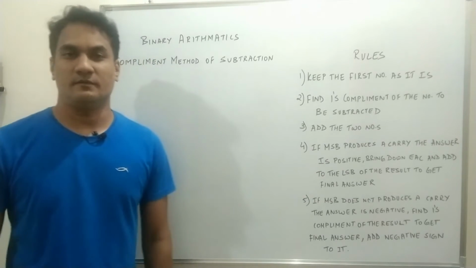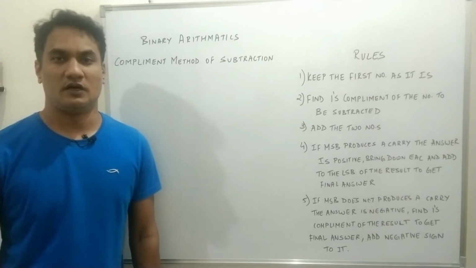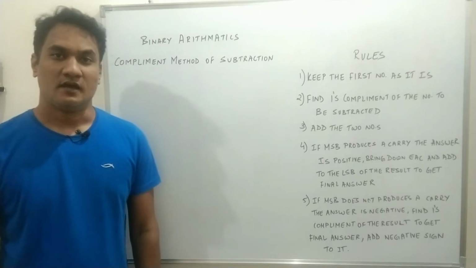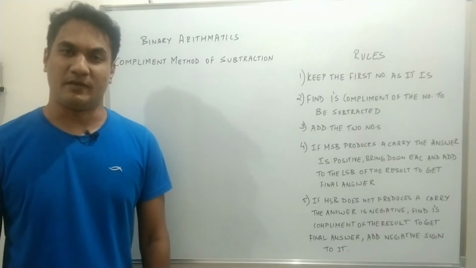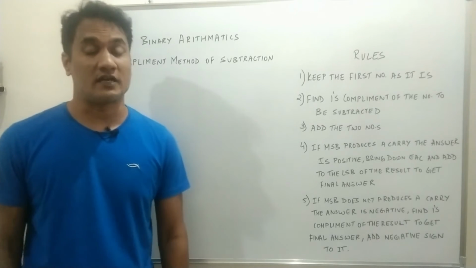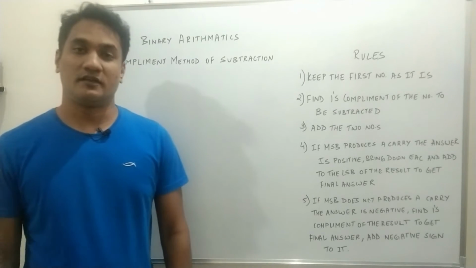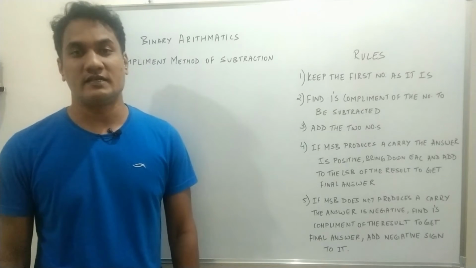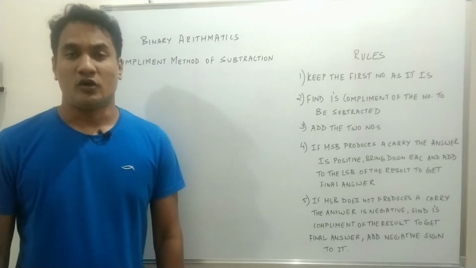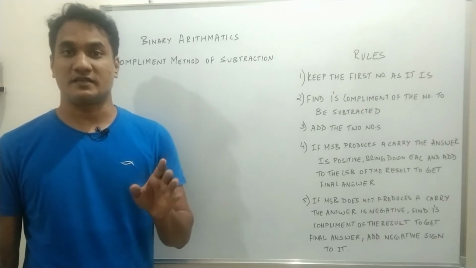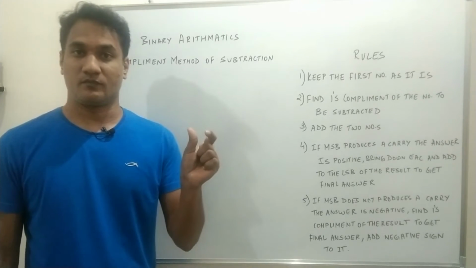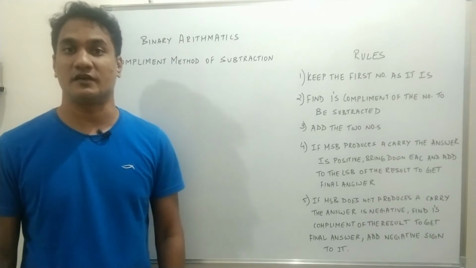Hello students. In the last video we did binary arithmetic, and under binary arithmetic we did binary addition and binary subtraction. I hope you have understood that, and you have solved the examples which I gave you as quiz. Now what you can see is, in case of binary addition and binary subtraction, the process is very different. The rules are different, the process is different.